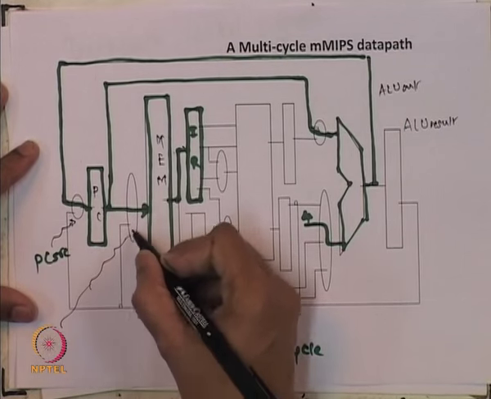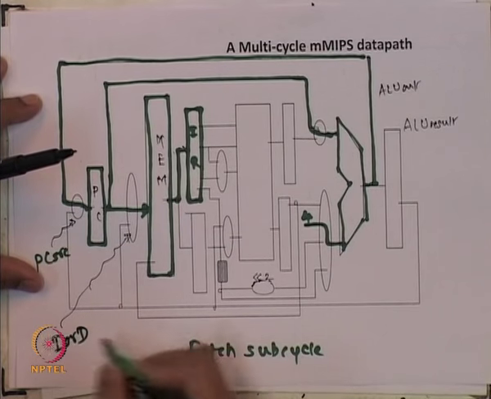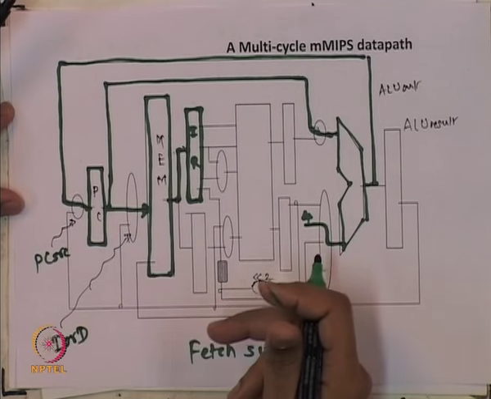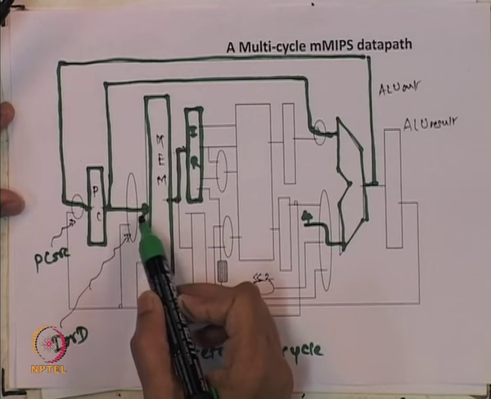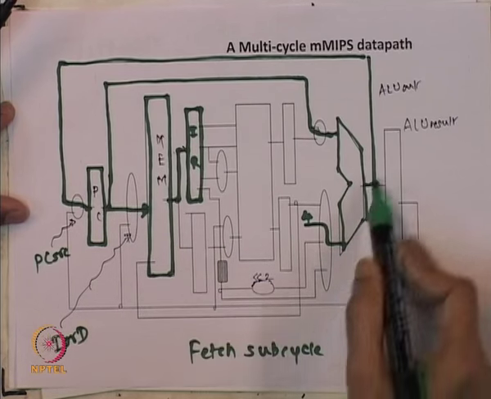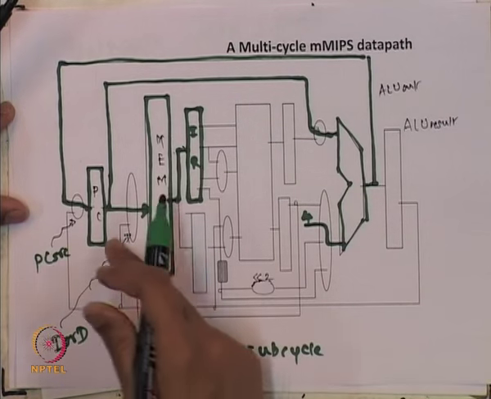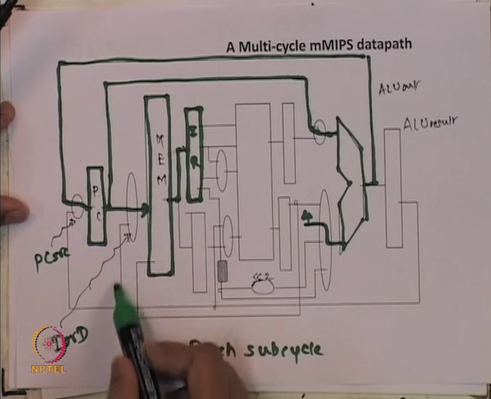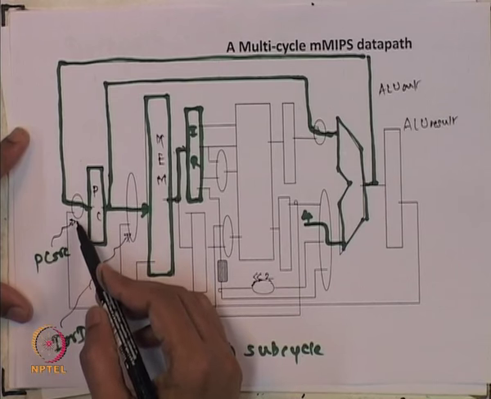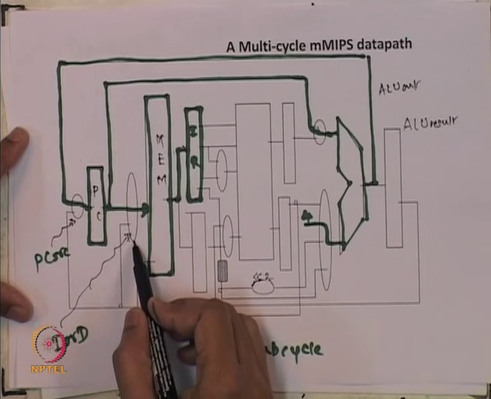This multiplexer I call, as many textbooks will also call it, IR data. Its select signal will be called IRD, instruction or data, because the job of this multiplexer is to send either the address of the instruction or the address of the data, that we will see later. These names will be used as the names of the select signals on the multiplexer.